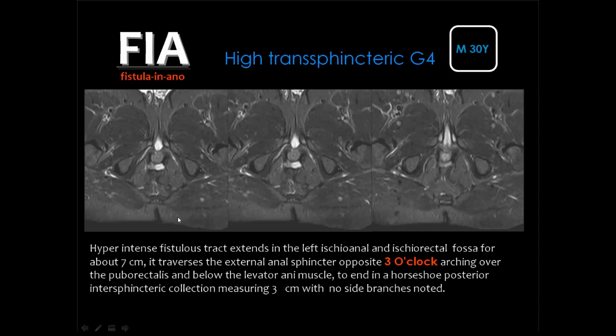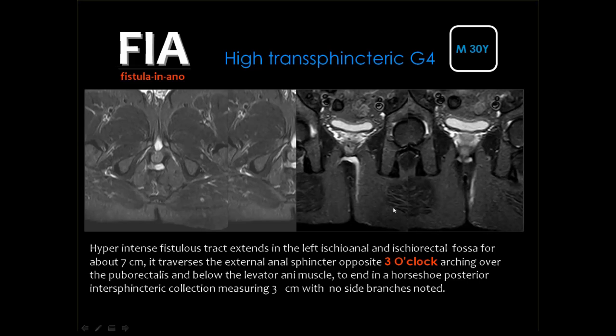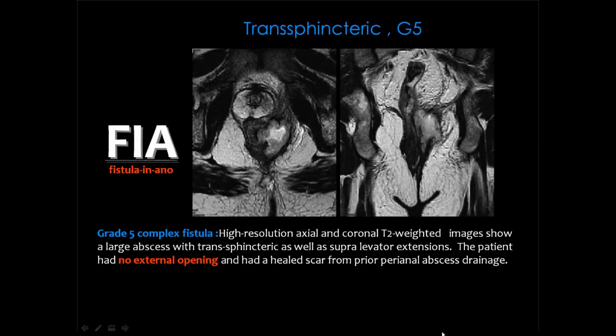Then here you see a transsphincteric fistula, and you see that it is crossing the midline in the coronal images. And here, this is the internal opening of the fistula, which is almost at 3 o'clock position, and it crossed the midline to the opposite side, as well as crossing the external sphincter into the ischial fossa.